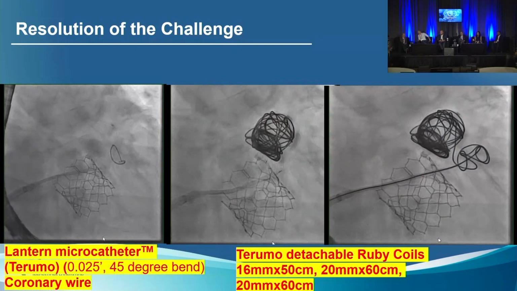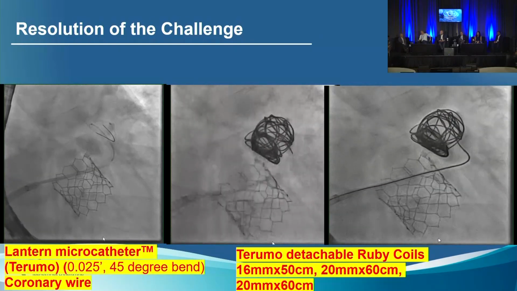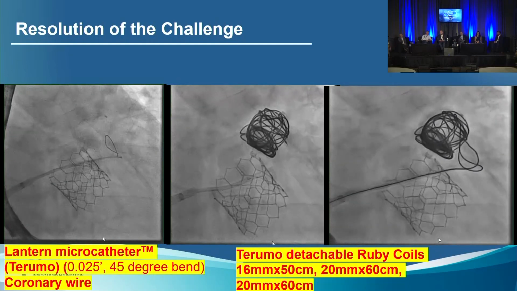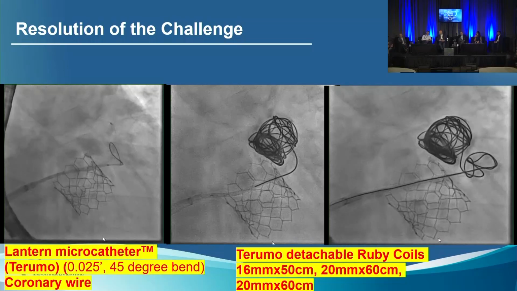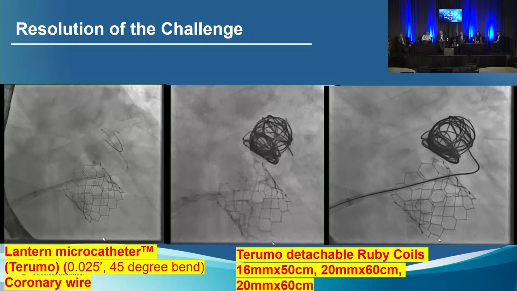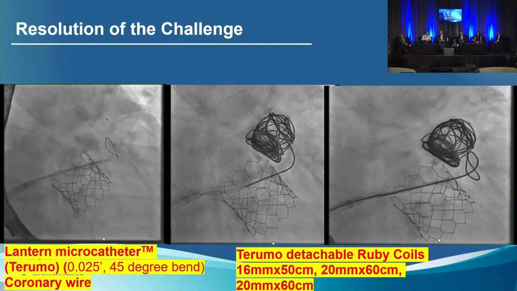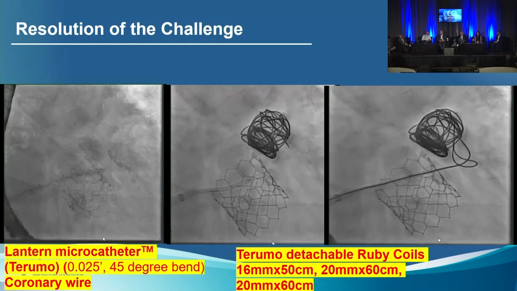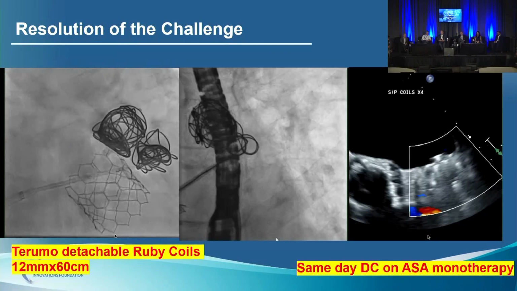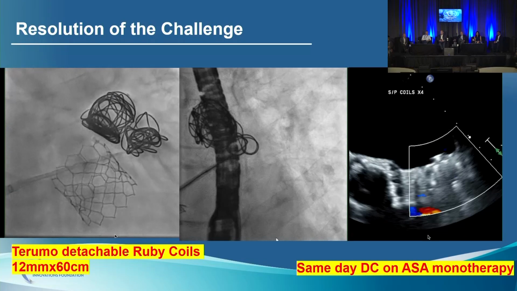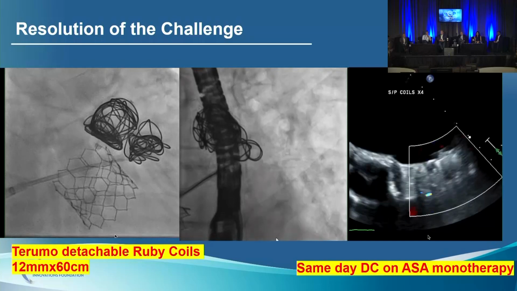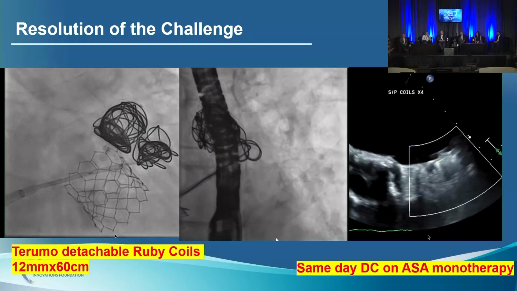We sized the coils really based on the two diameters of that space, which was pretty big. So we put a 16 by 50 and a 20 by 60 coil, and then it itself sort of prolapsed into this accessory lobe, which we then continued to fill, and we put a fourth coil in there. And actually, on contrast and TEE, there was no leak. There was no flow at all.